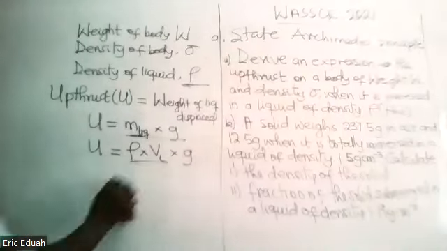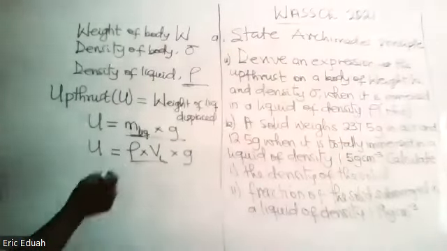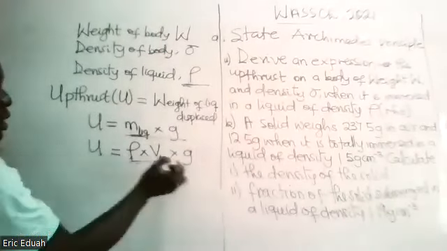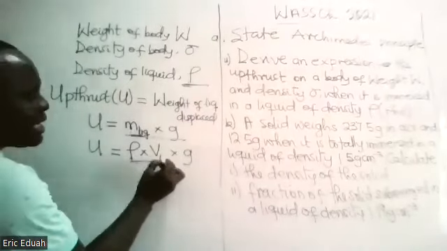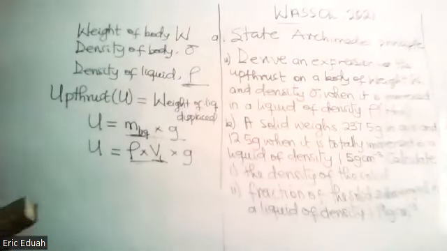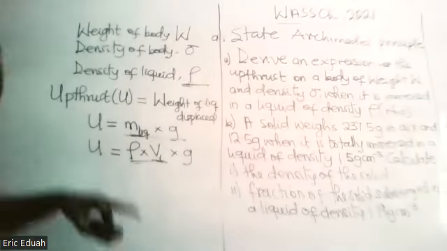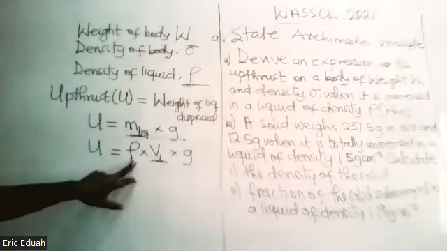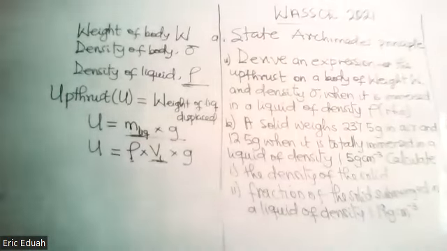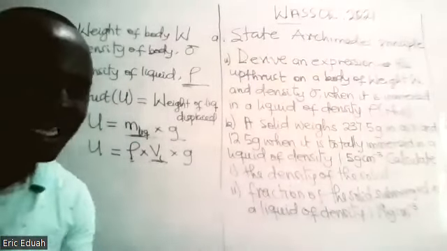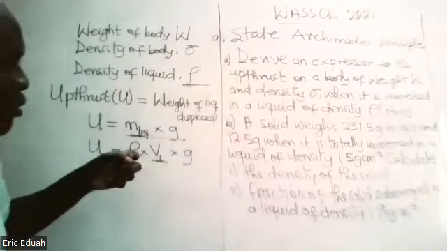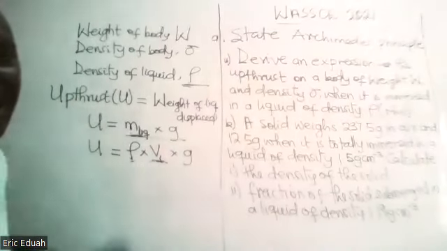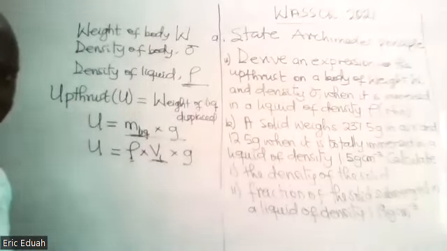So to get the expression for the upthrust, rho is given in the question. Gravity is constant. I will need the volume of the liquid displaced in order to find an expression for the upthrust. So the part I need to obtain is the volume of liquid displaced by the body. Once I get the volume of the liquid displaced, I'll substitute it in the end. I can then have an expression for the upthrust on the body. Are we okay?